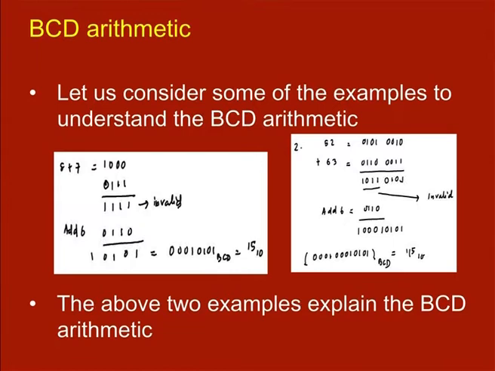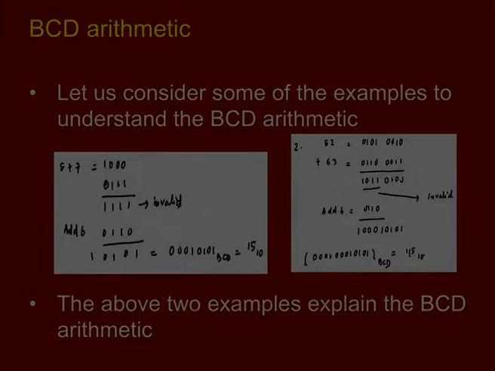Similarly, we can do the summation of 52 plus 63, and if we follow the same process, then we get the BCD number 0001 0001 0101, which is the equivalent of 115 in the decimal number system. So, these two examples give us the flavor of BCD arithmetic.